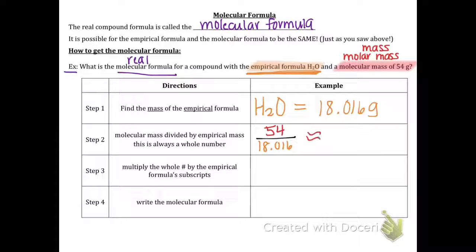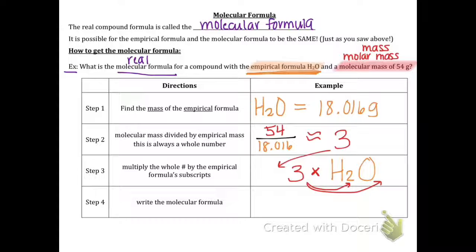It should be close to a whole number. Really, really close. If it's not close, then you probably did something wrong here. So the close whole number is 3. Okay? You take that whole number, 3, and you're going to multiply it by the empirical formula. We know that the empirical formula was H2O. So here, we're going to multiply the coefficients to find the real formula. So we're basically going backwards.